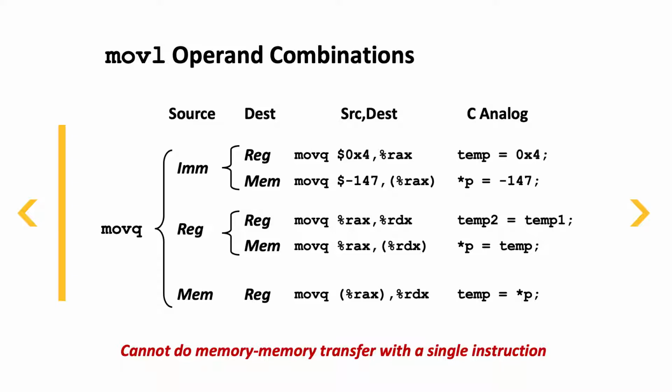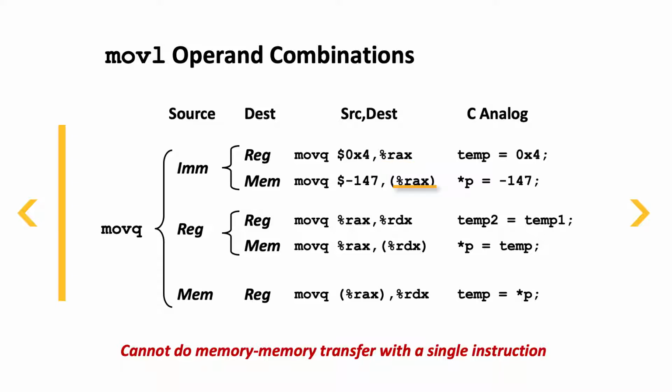So let's take a look at some of these examples. If we're going to move an immediate value, right, it's like a constant value, into either a register or into memory, we just specify the command MOV, Q, or L, or whatever. Then the constant, right, so 4 in hex or -147 decimal. Now, the destination, if we just specify the register name, %RAX, it's just going to get moved into that register.